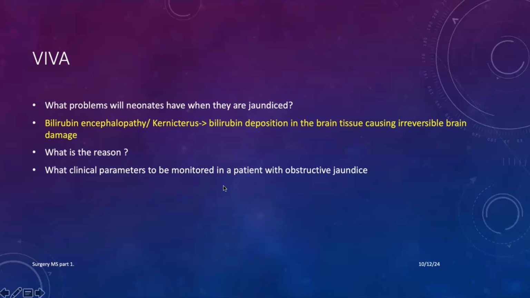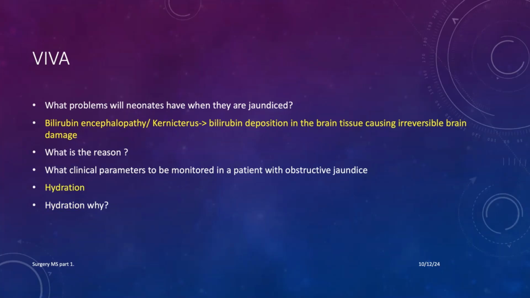So what clinical parameters to be monitored in a patient with obstructive jaundice? Their mental status. Yes, you might be observing for fits, convulsions. You might anticipate seizures, isn't it? Yes. Any other things? There's a skin color. Yes. Skin color. Yes.